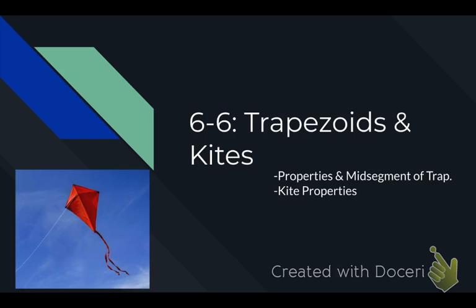So today is 6.6, trapezoids and kites. This is our final section of quadrilaterals. We're going to look at just some properties of both of these things and basically how to use it. A couple examples.